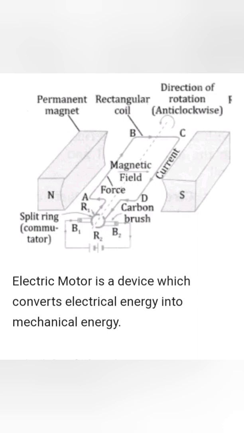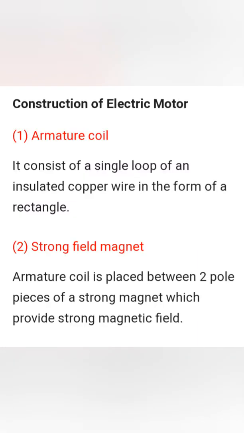Next you can see the construction of the electric motor. The very first thing is the armature coil, that is the rectangular coil. It consists of a single loop of insulated copper wire in the form of a rectangle. Then strong field magnets. The armature coil is placed between the two pole pieces of a strong magnet which provides a strong magnetic field. You saw two permanent magnets having a concave cavity.